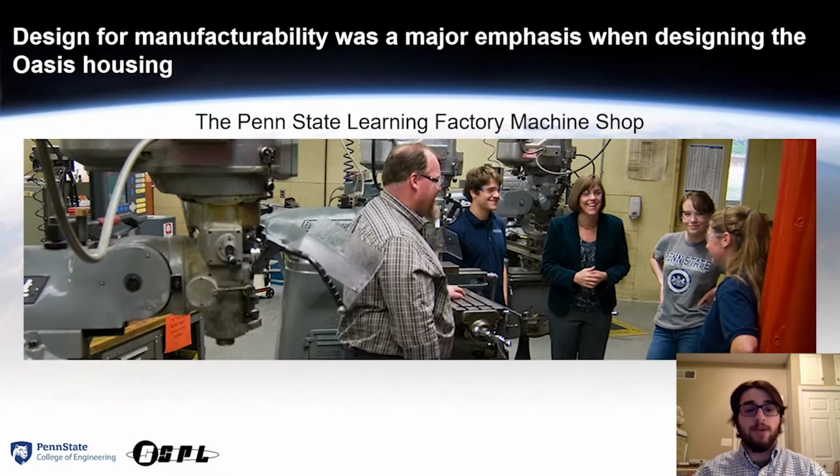When designing the Oasis payload, manufacturability was heavily emphasized. Following the DFM guidelines of faculty advisors, any interior corners found in the housing have been rounded to reduce milling cost. By rounding the inside corners, the housing is easier to machine.